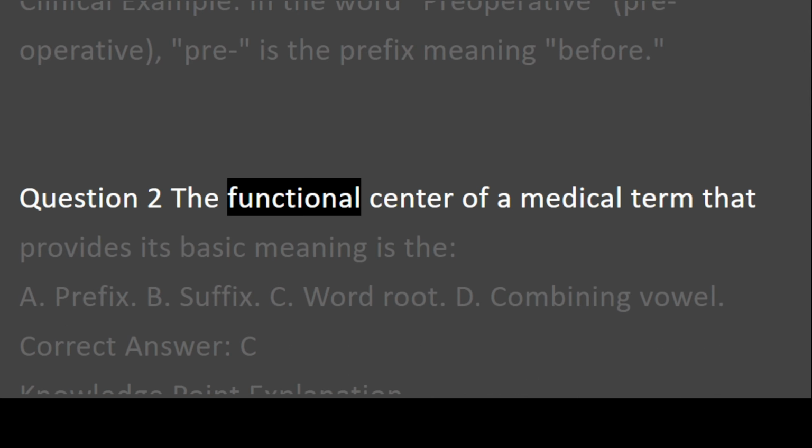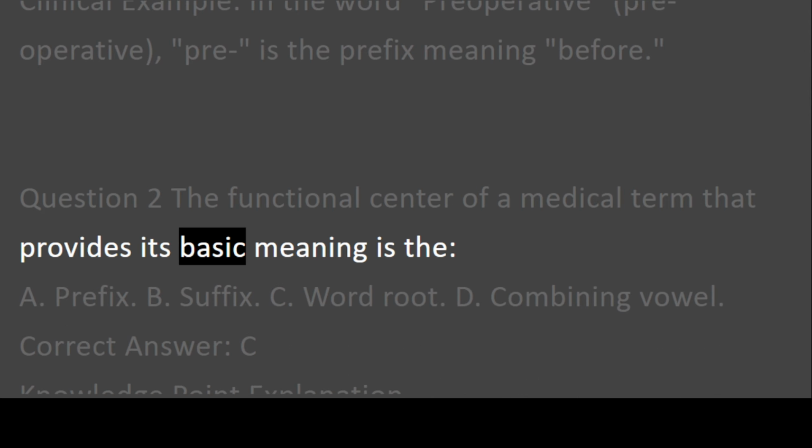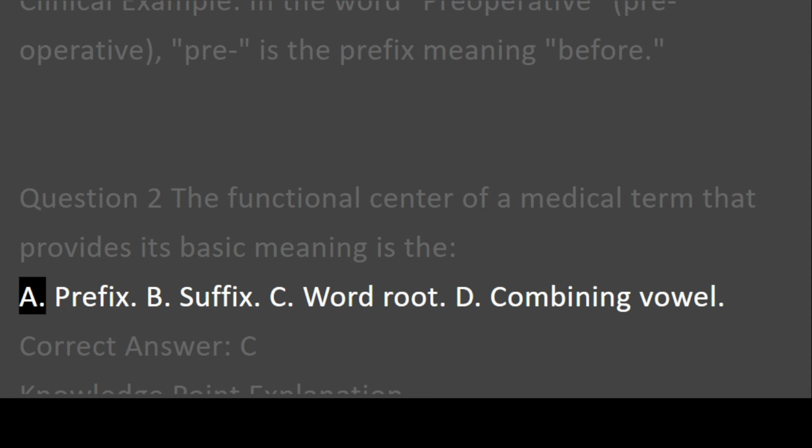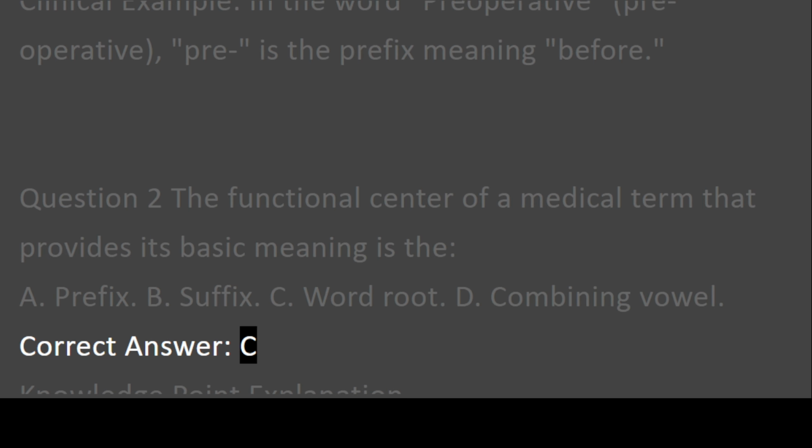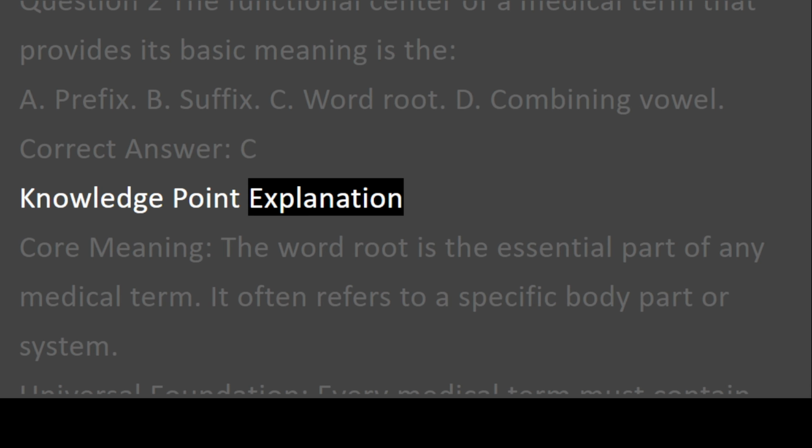Question 2. The functional center of a medical term that provides its basic meaning is the: A. prefix, B. suffix, C. word root, D. combining vowel. Correct answer, C.